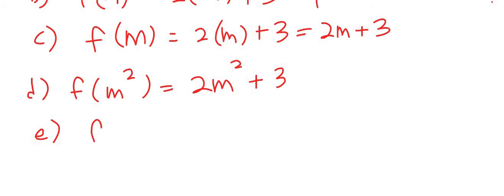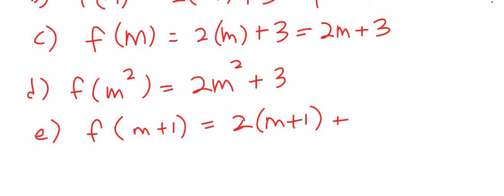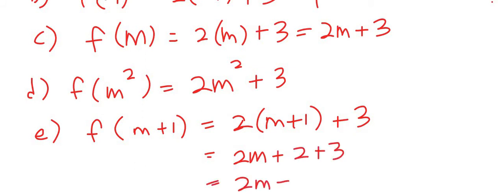And then what if you have m plus 1? You're going to put the m plus 1 into the x, and you're going to have something like that. But don't stop there, because we have learned how to expand the bracket. So let's expand it, and you're going to have 2m plus 5 in the end.